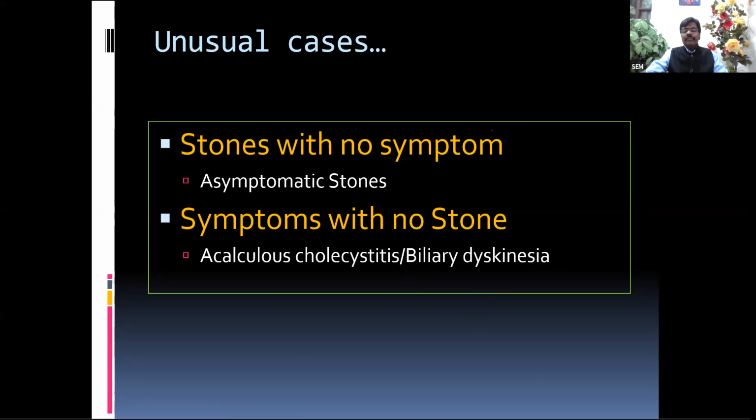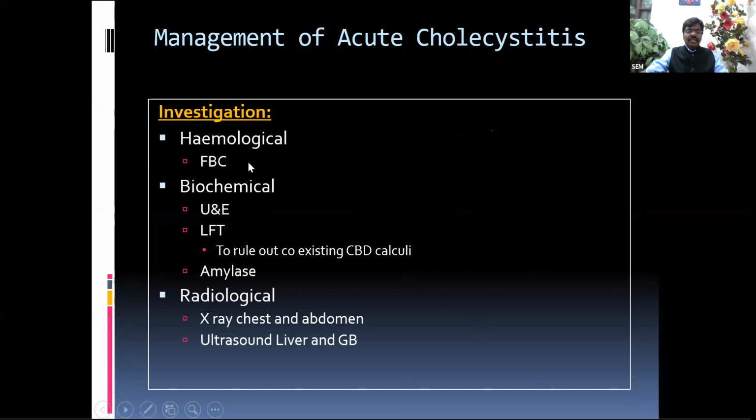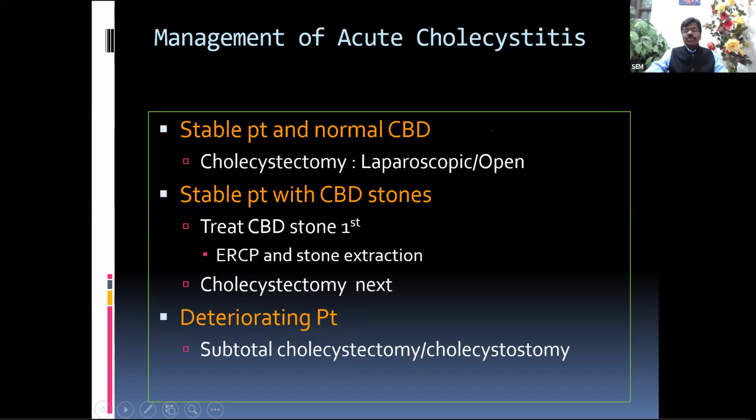Okay, right. And this is just a summary of all the investigations. Just now I told you, whenever you have a patient with gallstone disease, hematological, biochemical, amylase level, radiological, all these things we have done. Now we have to treat the patient. Any patient with cholecystitis, you have to remove the gallbladder. Like anybody with appendicitis, what do we do? Appendicectomy.